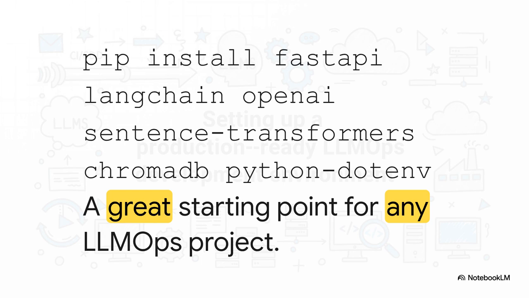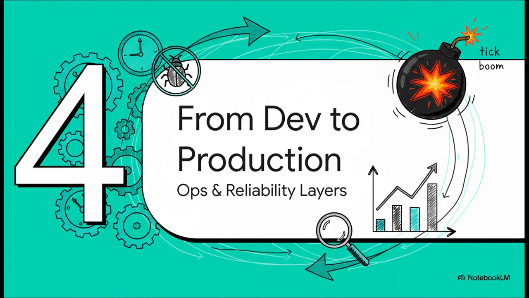Here you go. This one command is your starter kit. Seriously, this single line gets you a web framework, LangChain for orchestration, the OpenAI library, embedding tools, a vector DB, and a way to handle your secret keys. It's a fantastic starting point. Okay, so we've got our core tools installed.